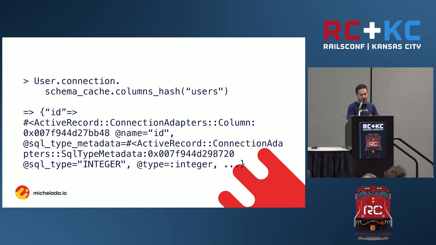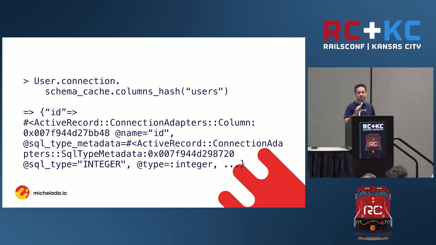What we are getting, if we call directly the schema cache column hash, for example, for the table user, is this specific hash. The keys are going to be the columns of the table, and the value is going to be an object that has a lot of information. Probably some of the most important pieces of data that we are getting here is the attribute type. We can see here that the database type is an integer, but also we're going to have default values and any other important information that we can use inside of Active Record.